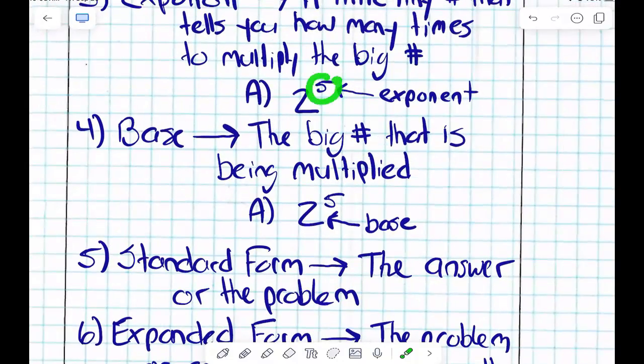The little tiny number is the exponent. And the big number is the base. What's more bossy, the exponent or the base? Exponent. The exponent tells the base how many times to multiply itself, right? Yes. So 2 to the power of 5, it's not 2 times 5, right? It's 2 times 2 times 2 times 2 times 2, yes or no? Yes. We good with that?